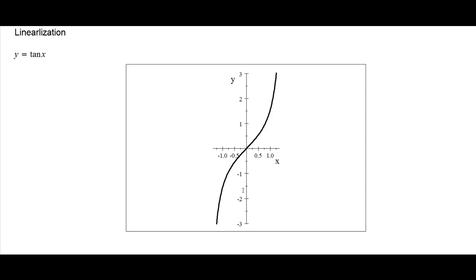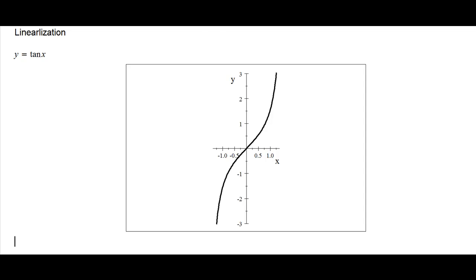Now in this lesson we are going to discuss linearization. As an example, let's take the function y equals tangent x and look at a graph of this function. Here is a graph of this function in an open interval contained between -pi/2 and pi/2. Now let's look at the function near 0. Locally, it looks a little bit like a straight line.